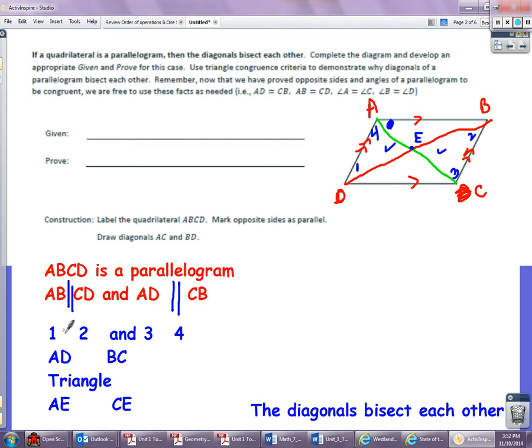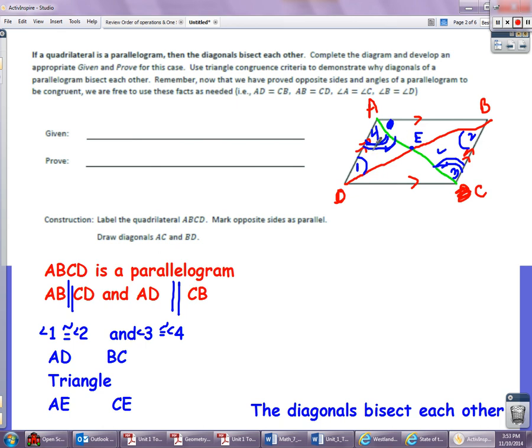So first of all, angles 1 and 2 are congruent because if these are parallel lines, then 1 and 2 are alternate interior angles. And 3 and 4 are also alternate interior angles. So 1 and 2 and 3 and 4 are both congruent to each other. So I'm going to go ahead and mark those. And again, both were by the alternate interior angle theorem because we already know we have parallel lines.